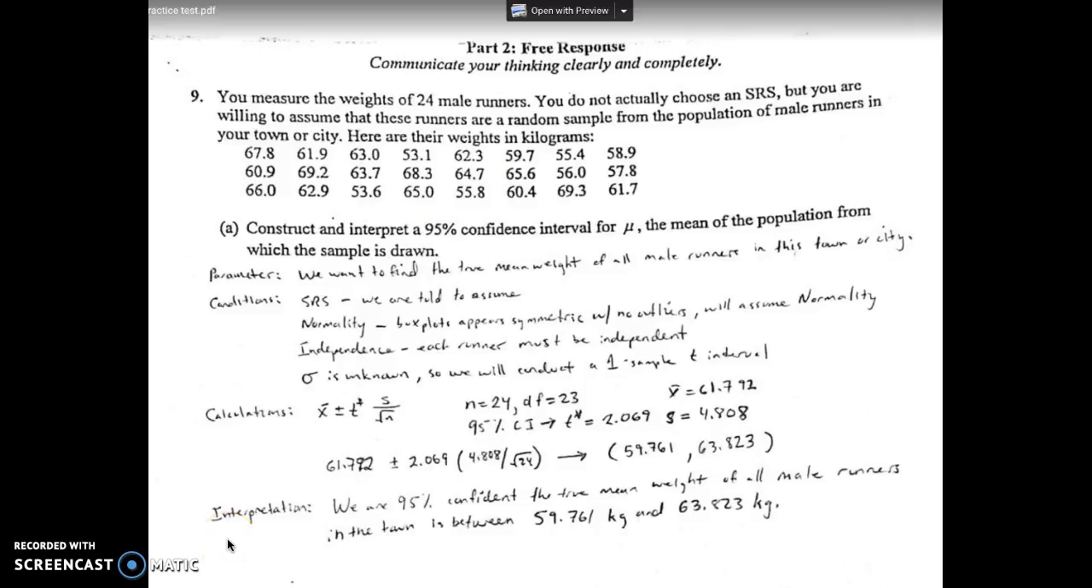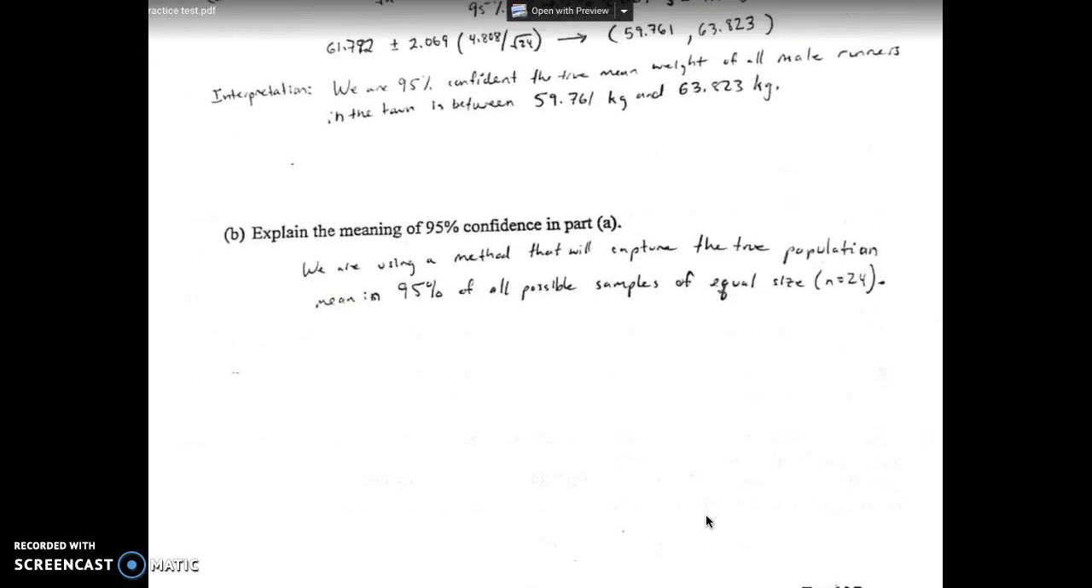Last, step 4, interpretation. We're doing 95% confidence, so we are 95% confident that the true mean weight of all the male runners in the town is between 59.761 kilograms and 63.823 kilograms. Part B, explain the meaning of 95% confidence. What that means is that we are using a method that will capture the true population mean in 95% of all possible samples of equal size, being 24 in our problem.